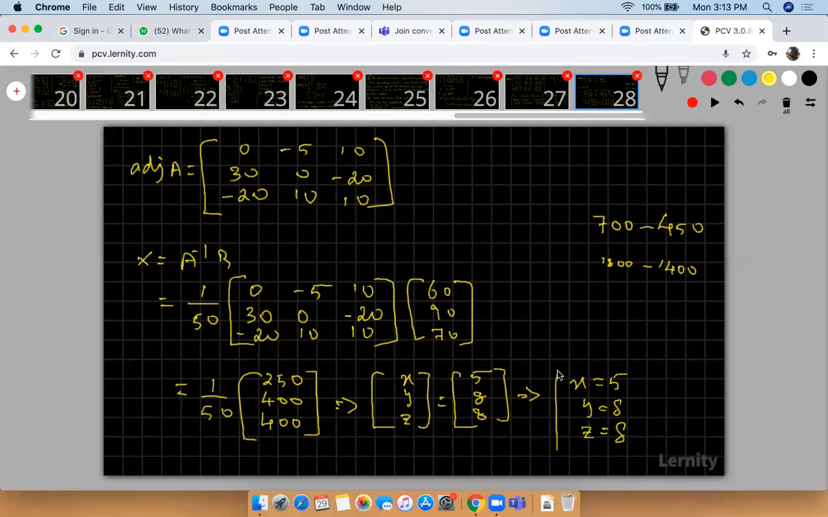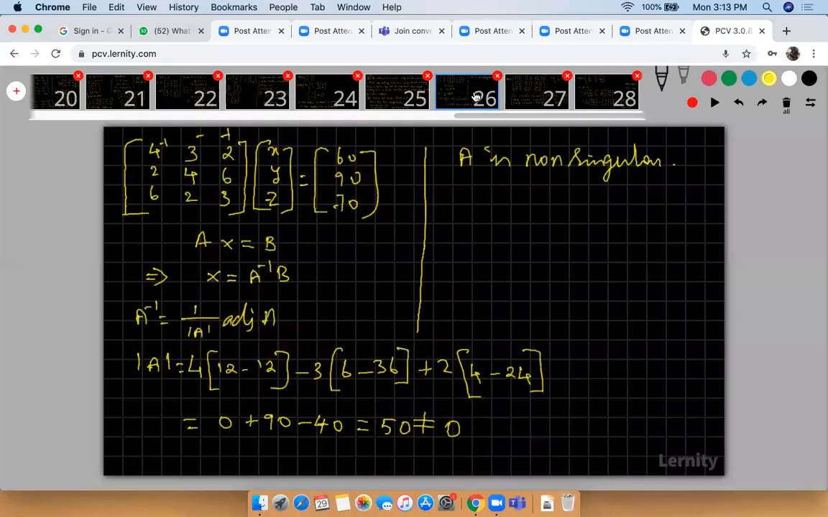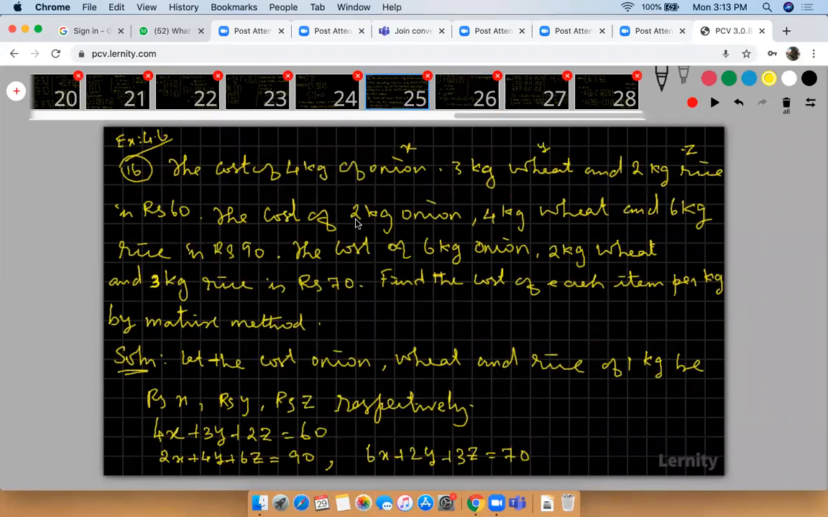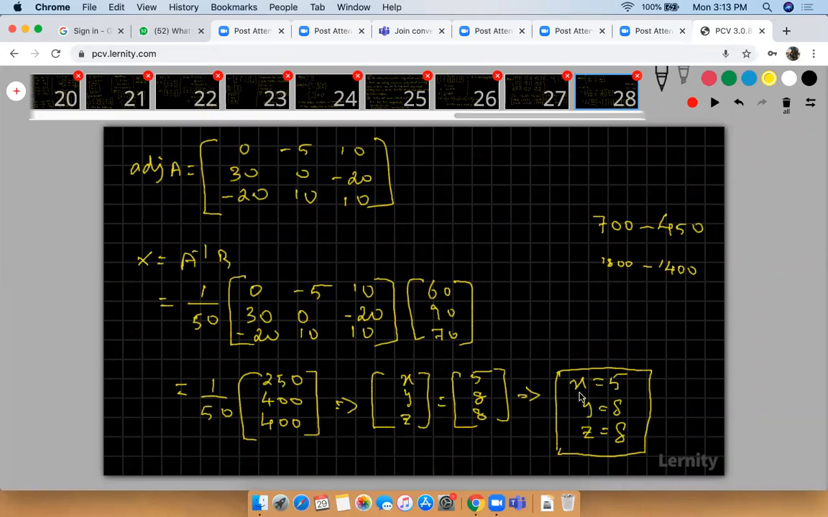This is a solution. You have to verify this solution using these values in your given problem. Okay, apply in this equation. If the solution satisfies this equation, then only your answer is correct. That means your x is price of onion, y is price of beet, z is price of rice.